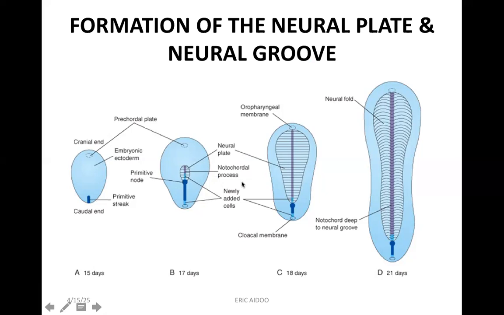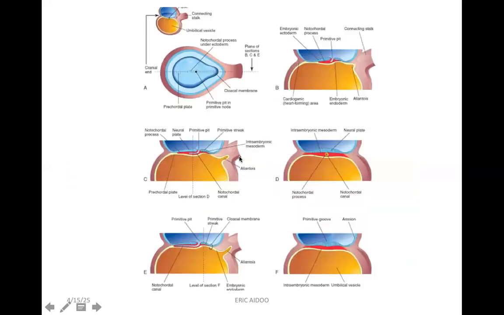So let's look at the formation of the neural plate and neural groove. As you can see, you can have the caudal end and then the cranial end. As I said earlier on, the cranial end should look larger than the caudal end. So you have the notochord in there, which is going to influence the ectoderm above it to thicken to form what we call a neural plate. So the notochord influences or triggers the ectoderm above it to thicken to form the neural plate.